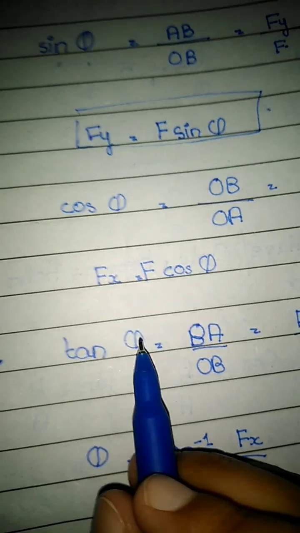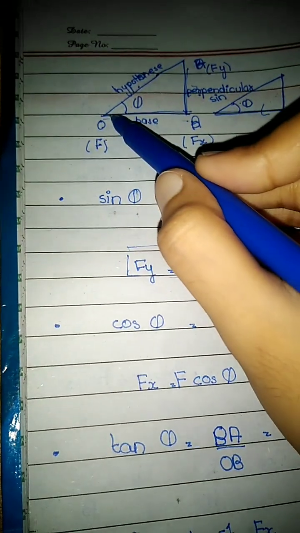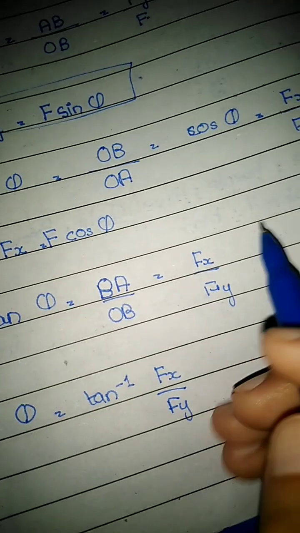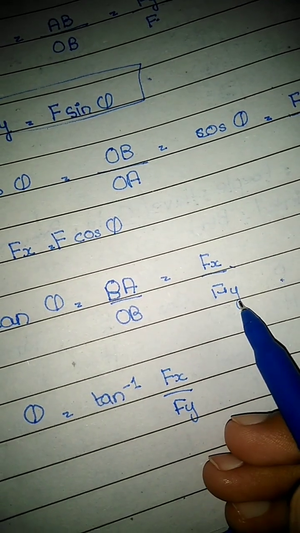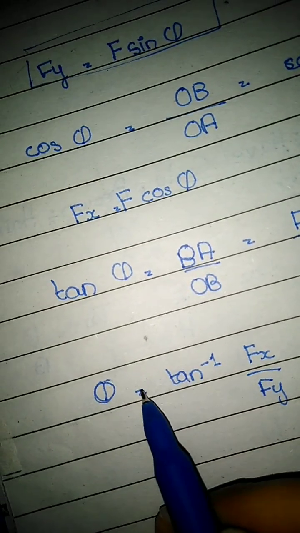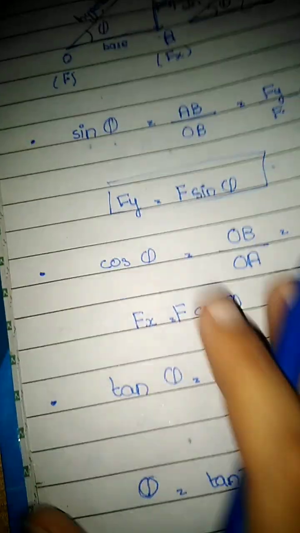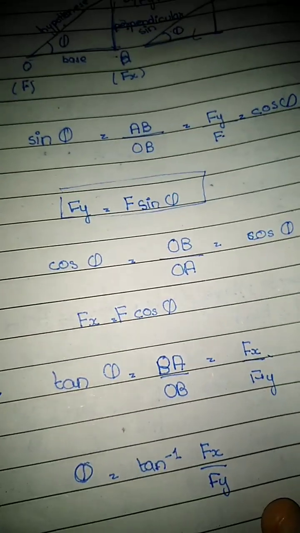Now tan is much different from these two. Here we get BA, the perpendicular, over OB, the base, so we get Fy divided by Fx. Now we find the value of theta by taking the inverse of tan theta. So that's all about the trigonometric ratios in physics.